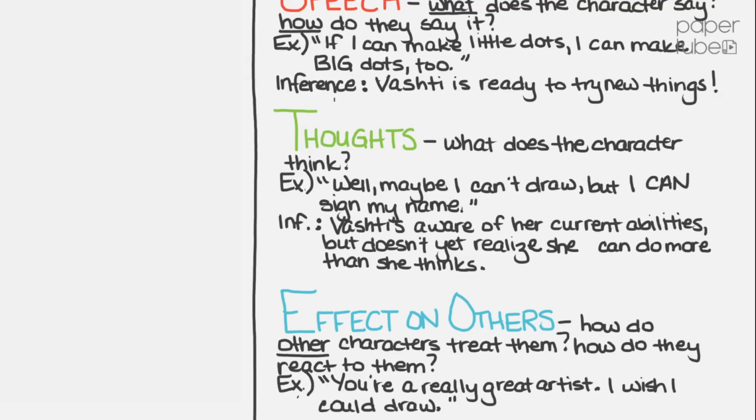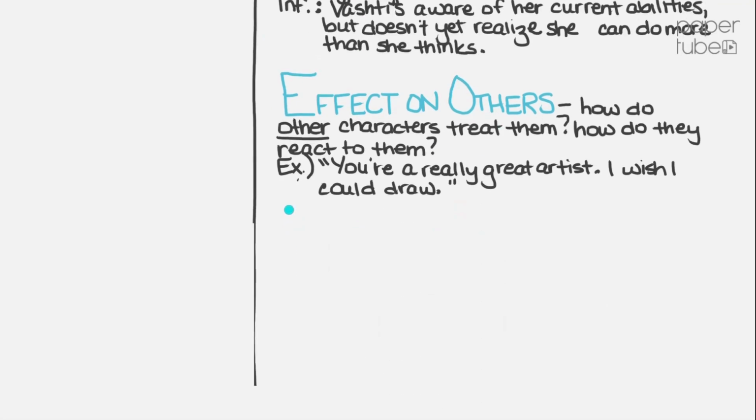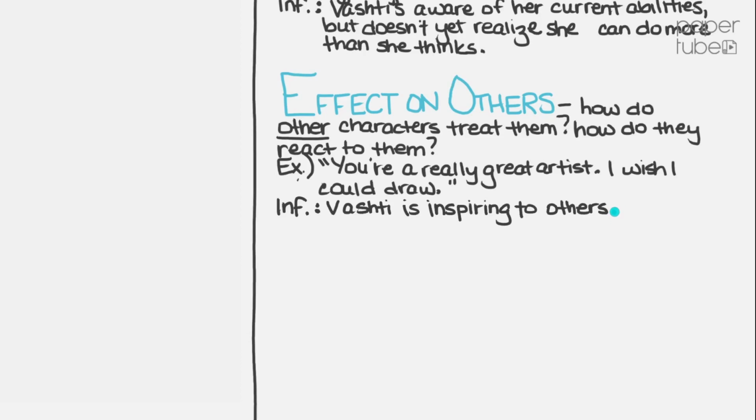I'm going to go ahead and make an inference based on this quote now. Based on that quote from that little boy, it's pretty obvious that Vashti is now an inspiration to other people. That little boy saw everything that she did, and now he wants to go out and do that too. She has inspired him to go do more than what he thought maybe he could do before.